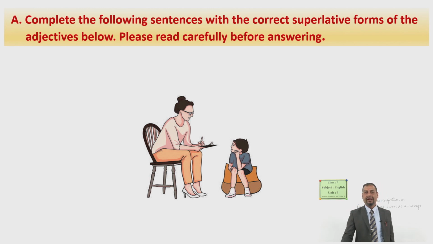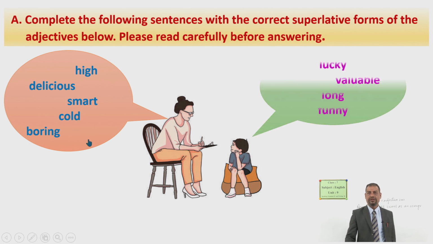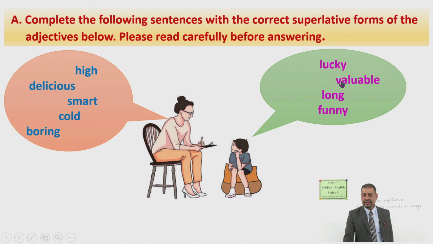So for this, you have to complete the following sentences with the correct superlative forms of the adjectives below. Please read carefully before answering. Now, there are some words. They are, see, high, delicious, smart, cold, boring. And some more adjectives we have, lucky, valuable, long, funny. Now, you have to use these words and then you have to write their superlative form. So what is superlative form here?